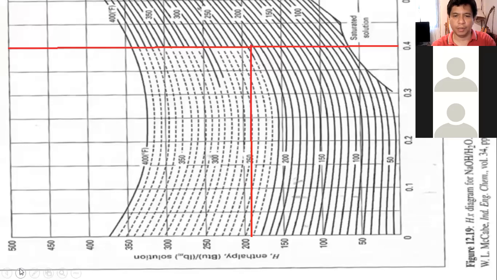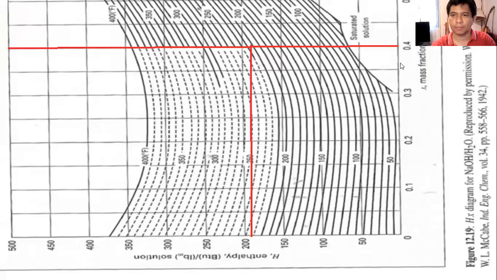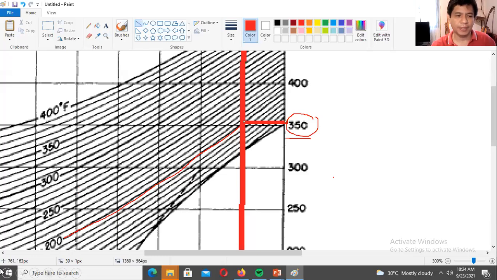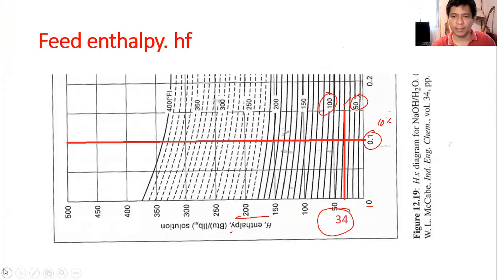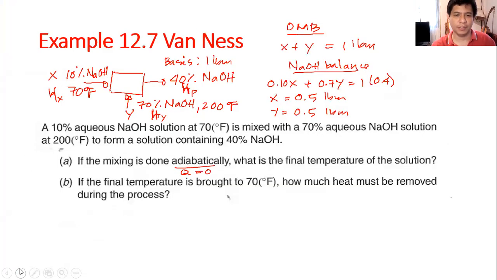Sunod, yung HF, I think this is HF. Ito yung 40%. Kasi yung isa, yung 10%, na-read na natin previously, sa last example. Yung 10%, ito yung 10% tapos 70 degrees Fahrenheit. So this is 34, no? This is 34. So 350 tapos 34. So let's go back to the problem. Do you have any question regarding reading the enthalpy?